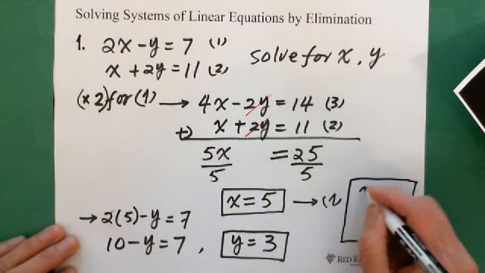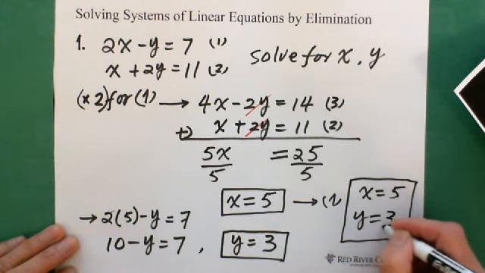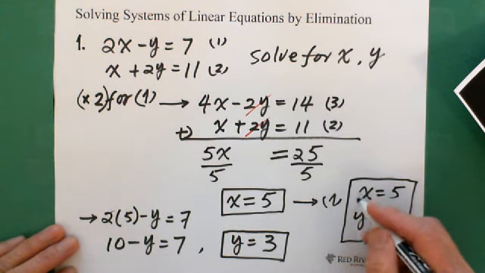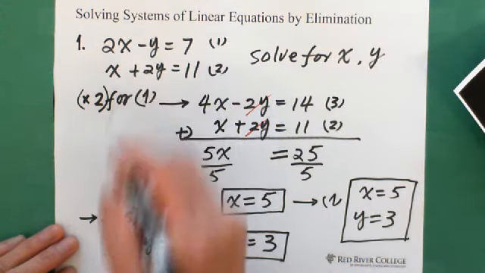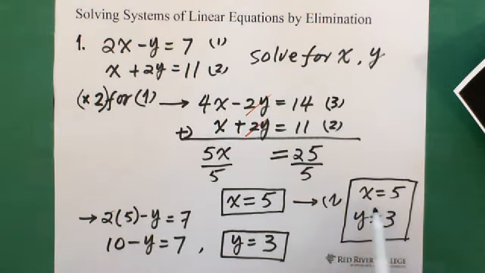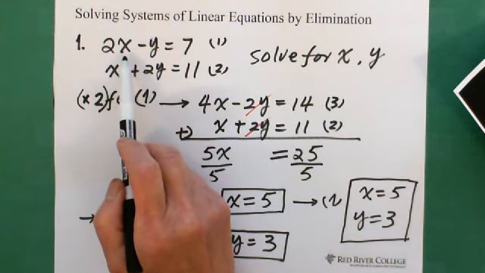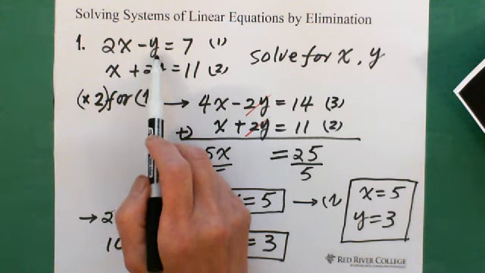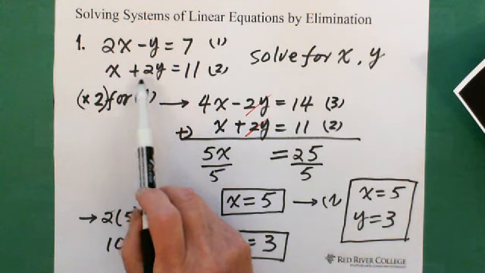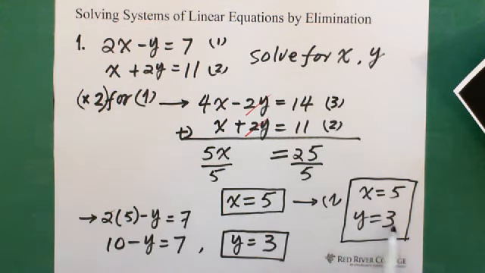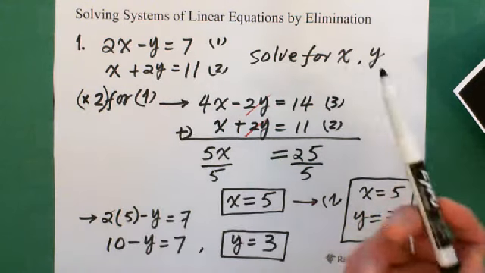So you put x equals 5, y equals 3 as the final answer. Also, you can check your answer by substituting x equals 5, y equals 3 into the original equations. 2 times 5 equals 10, and 10 minus y, which is 3, equals 7. In the other one, 5 plus 2 times y, 2 times 3 is 6, and 5 plus 6 equals 11. That's why this is it.